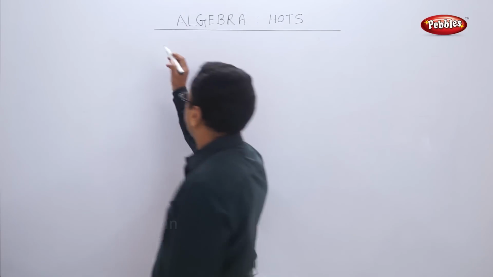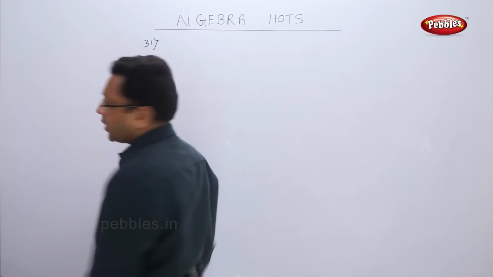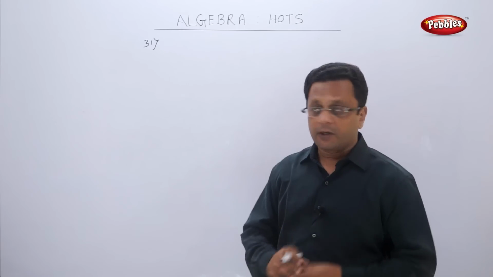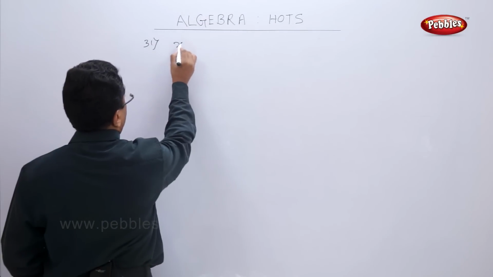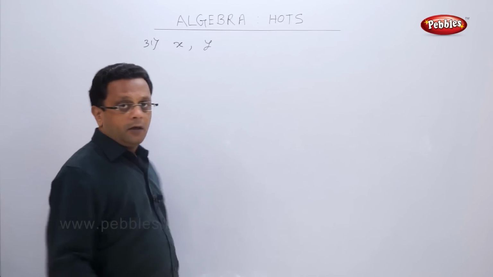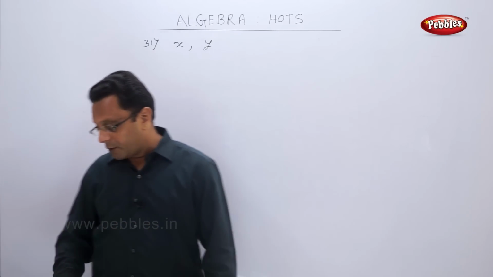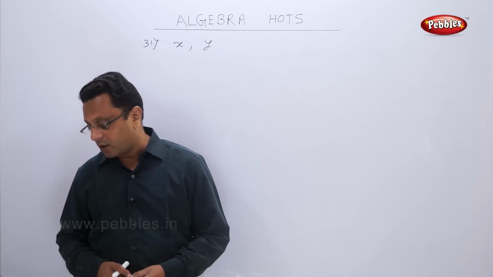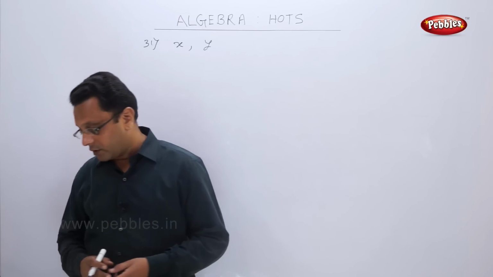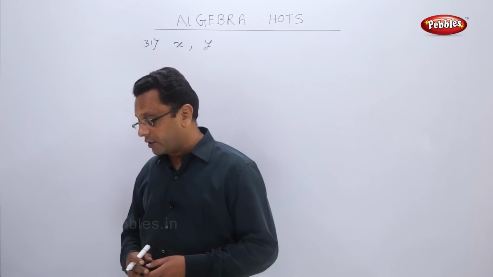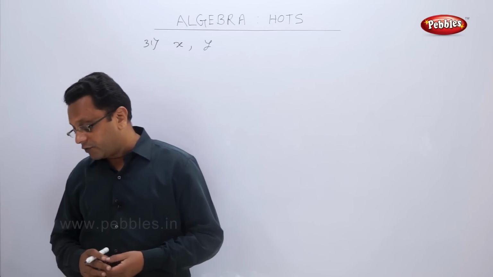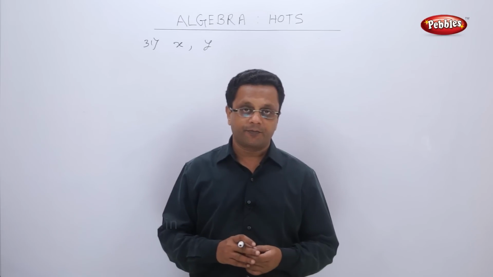Example 31. Now here there are two amounts, x and y. Let us read the problem first. A person deposits rupees x in a savings bank account at a rate of 5% interest and y in a fixed deposit at a rate of 10% interest per annum. At the end of the first year, he gets 400 rupees as total interest.